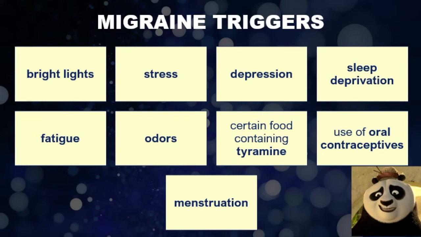Now, here are other triggers of your migraine. Okay, you have your bright lights, class, stress, depression, sleep deprivation, fatigue, odors, food that would contain tyramine, and use of your oral contraceptives. Other than that, the hormonal changes during menstruation could also trigger your migraine attack.